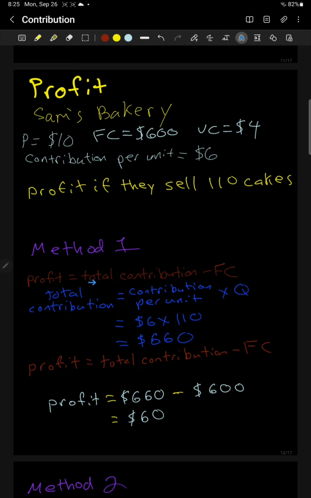Method 1. Profit equals total contribution minus fixed cost. Well, total contribution, remember what that is, right? It's contribution per unit times Q, quantity. So 6 times 110 cakes is $660. Okay, so let's go back to the equation. Profit equals total contribution minus fixed cost. We just figured this out. Profit equals 660, we got that from here, minus the fixed cost, which is 600, equals $60. So if they sell 110 cakes, their profit is $60. Yay!